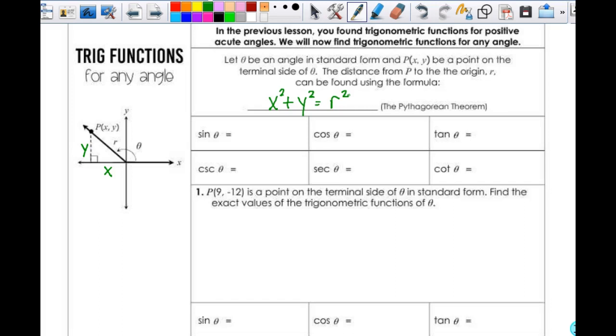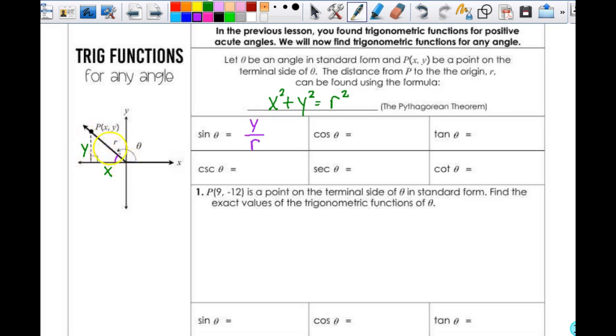So sine of theta, now we came up with this yesterday on the unit circle. We know that sine of theta equals y, that's what we put for the unit circle. That's when the radius was 1. Before we got there, since the radius wasn't always 1, it's opposite over hypotenuse, it's y over r. Y over r is sine of theta.